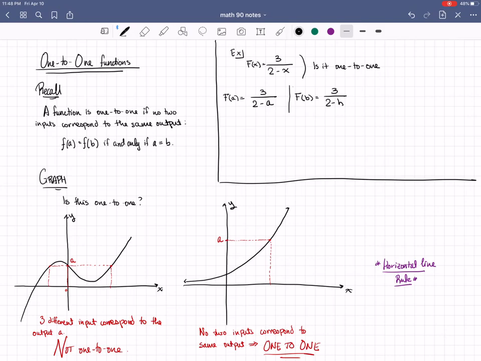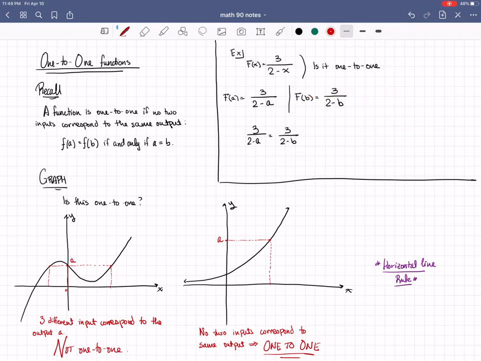So we are looking at the output that this function assigns to the input A and the input B. And what we want to see is, is it possible for these two to be equal to each other without A equaling B? Is there any situation where A is not equal to B, but the outputs are the same? Well, let's set them equal to each other and see what happens. So again, the question is, can this happen for A not equal to B?